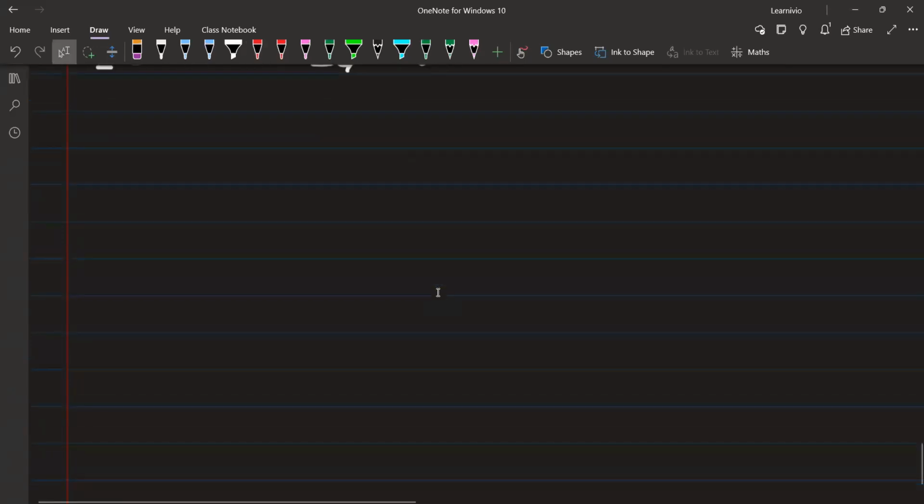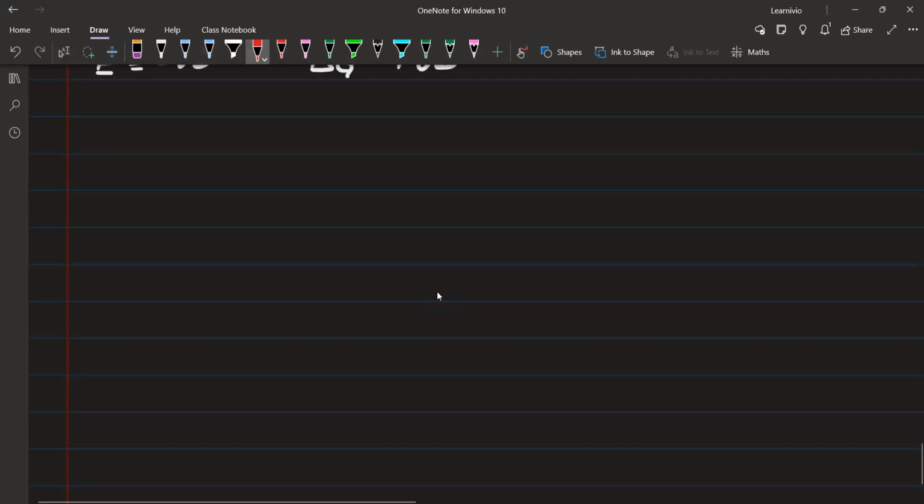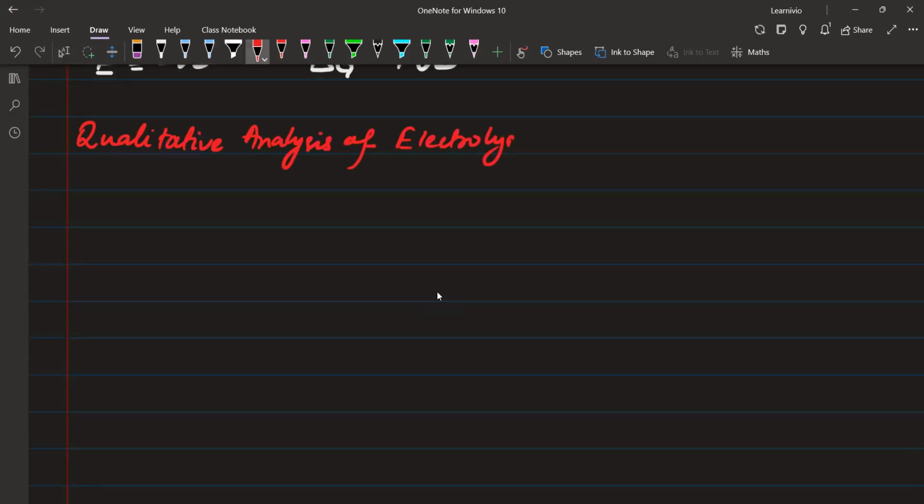So please write one topic here. Qualitative analysis of electrolysis. Because we are going to start this topic, but we are not going to take any examples of the cells, because after a week you all will forget everything. Okay, so please write qualitative analysis of electrolysis. Or the name of this particular topic would be products of electrolysis.